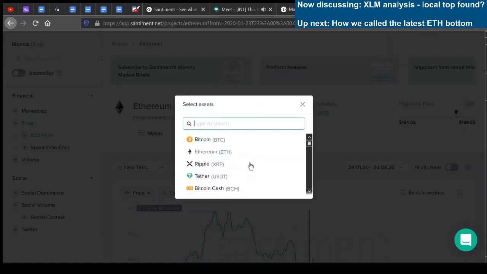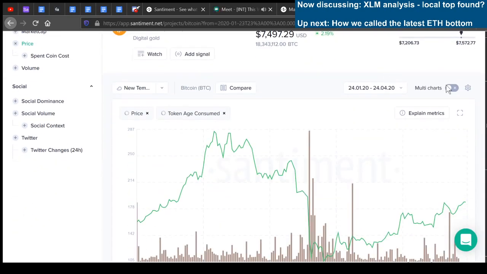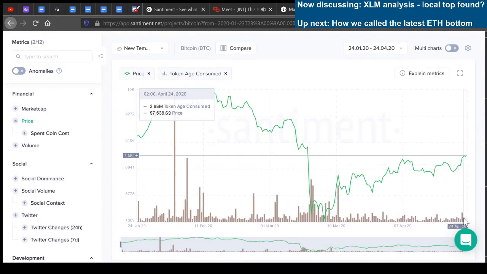So, for example, let's look at Bitcoin and see what's been going on with Bitcoin's token age consumed. There was a relatively small spike in token age consumed right here, before this local top. This might indicate that there are some weak hands among long-term Bitcoin holders as it tries to push above 7.5k. I wouldn't really call this too notable a spike to make any sort of confident market calls based on.